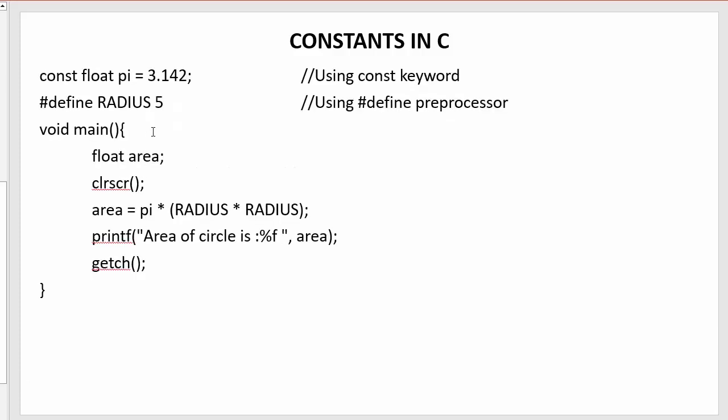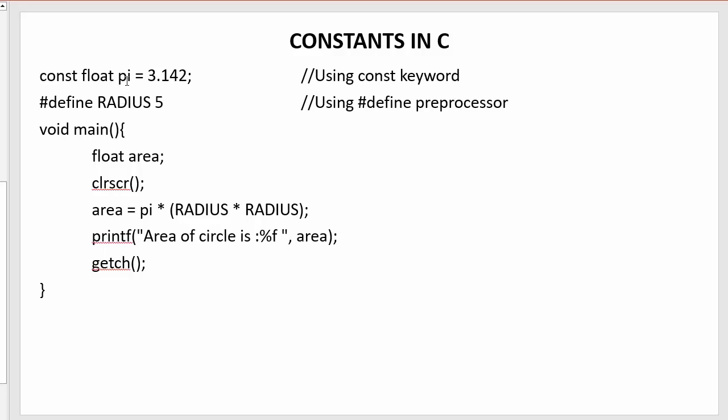Here I have written a simple example, a program to find the area of a circle. As you can see, the program starts with the declaration of a constant variable. The first method is using the const keyword, so this is how you set the constant variable and assign the value. Then in the second line you can see I have set the value of 5 to the radius using the hash define preprocessor. So these are the two ways by which you can set constants in your program.